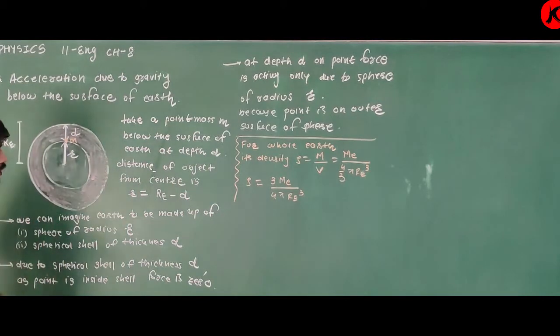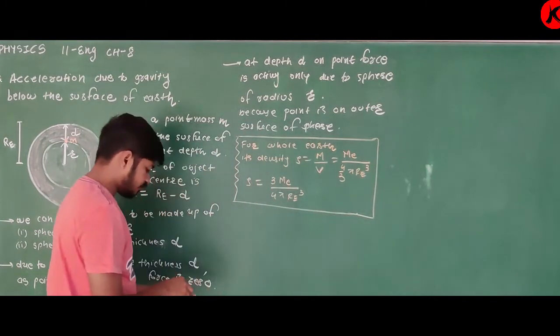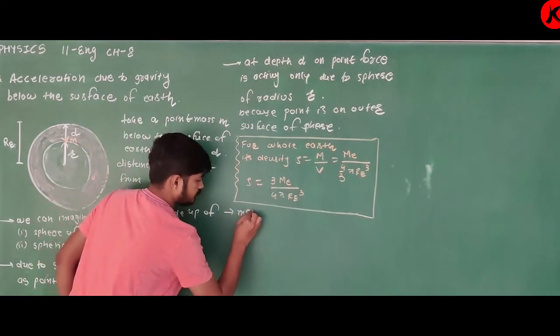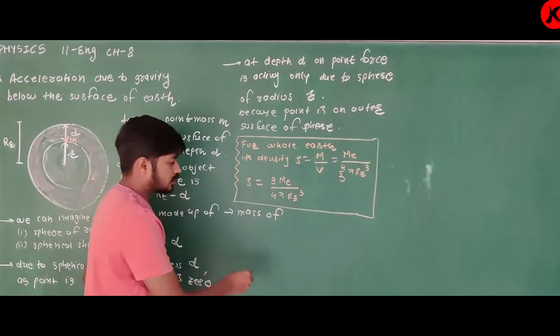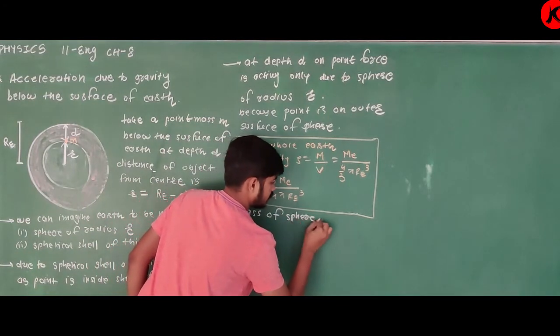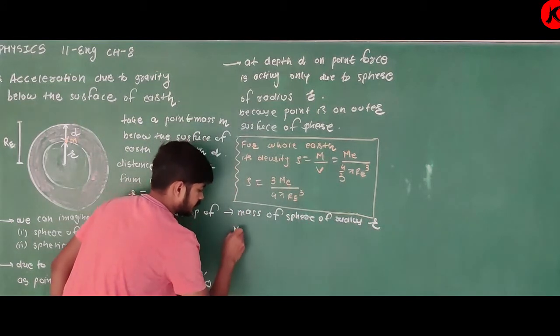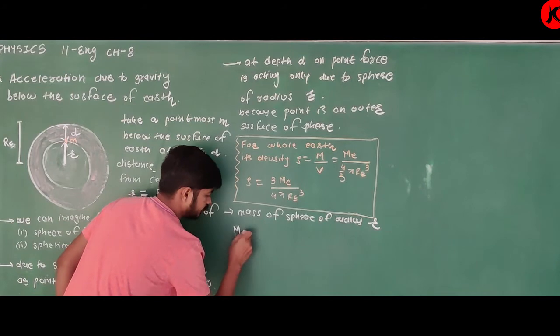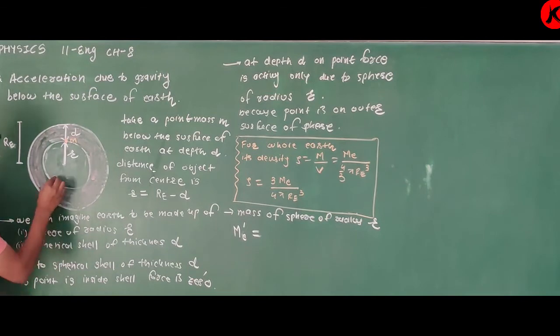Now we have to find gravitational force or gravitational acceleration only due to this sphere. So, mass of the sphere of radius r, that is ME dash. Why ME dash? ME is the mass of the whole Earth, ME dash is the mass of only this part.